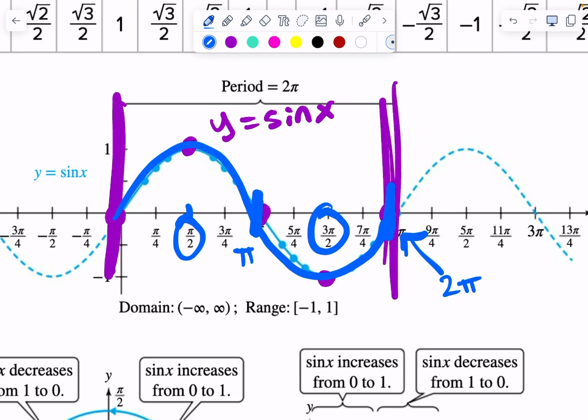Got it? That is the graph of sine, yeah? Get that stuck in your brain. Down, up, down, up. Okay, that little wave right there, okay?